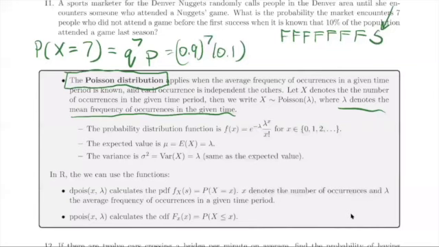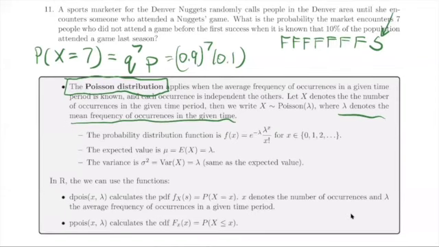Okay, there's one parameter in this distribution, and that's denoted with a lambda. And this lambda tells us, on average, how many times this event occurs in a fixed set period of time.